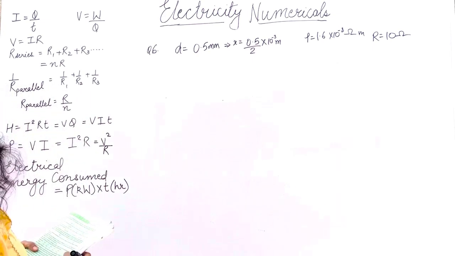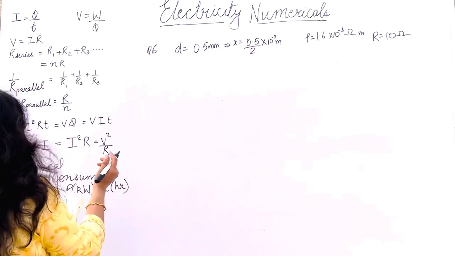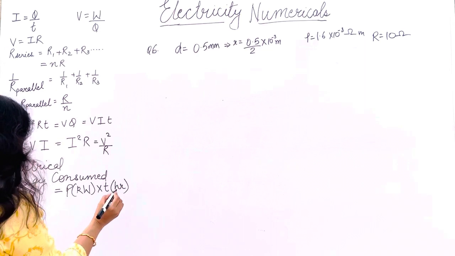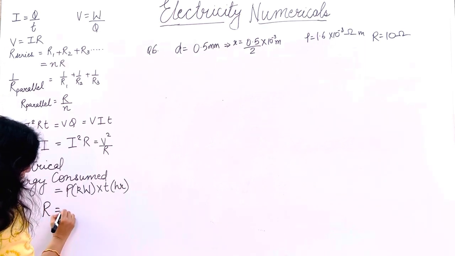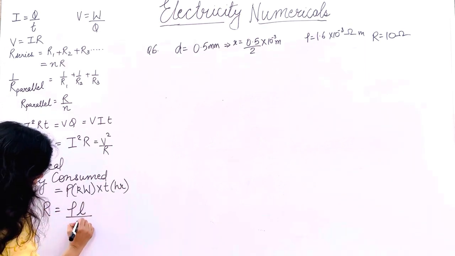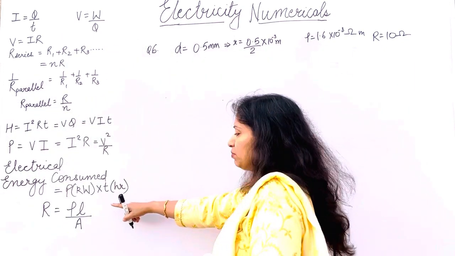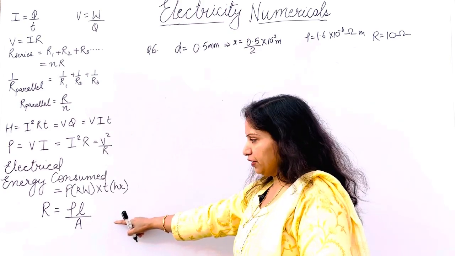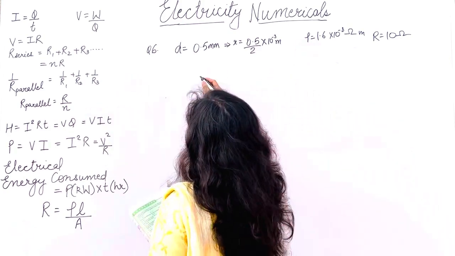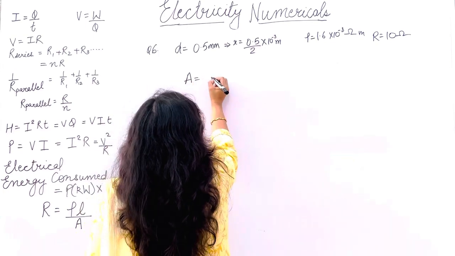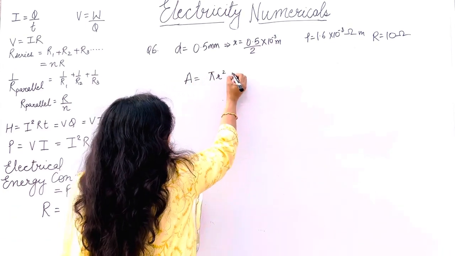We have seen that R is equal to... in this I forgot to write that, I'll just write that as well. R is equal to rho L upon A, that the total resistance of the circuit is equal to resistivity multiplied by length upon area. Okay, so we have to first calculate the area, and area you all know is pi r square.